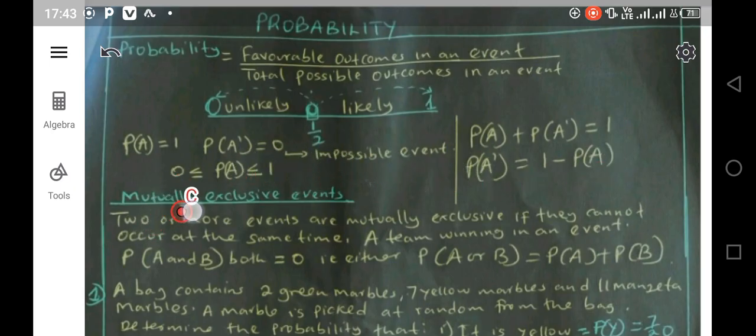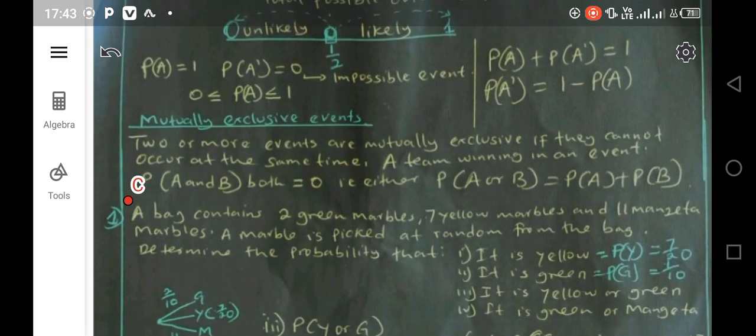Now let's go to mutually exclusive events. We say that two or more events are mutually exclusive if they cannot occur at the same time. For example, a team winning in an event. Let us check that example. If team A is playing against team B, it's either team A wins at that particular time, but not win and lose. So the probability of winning excludes the probability of losing at that particular time.